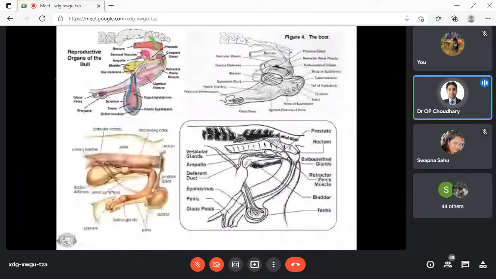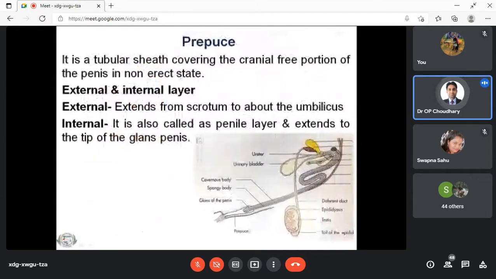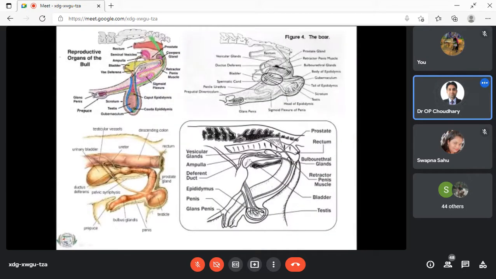Okay, so a very, very important thing is the sigmoid flexure. You can see in case of the bull, the sigmoid flexure is present. This is very, very important. In case of the boar, the sigmoid flexure is present. In case of the dog and in case of the stallion, the sigmoid flexure is absent.